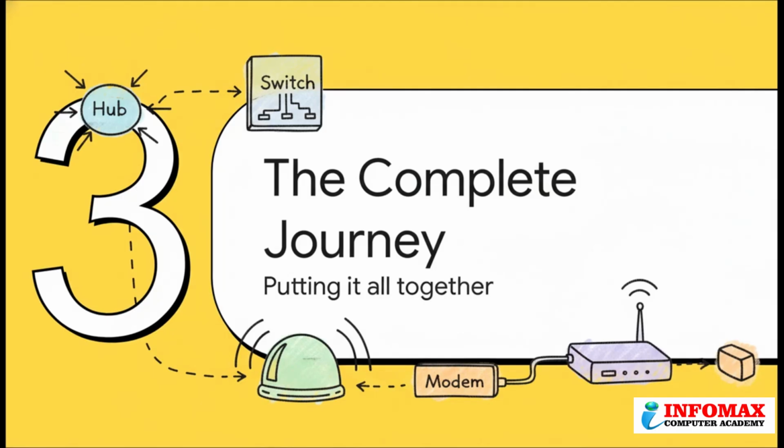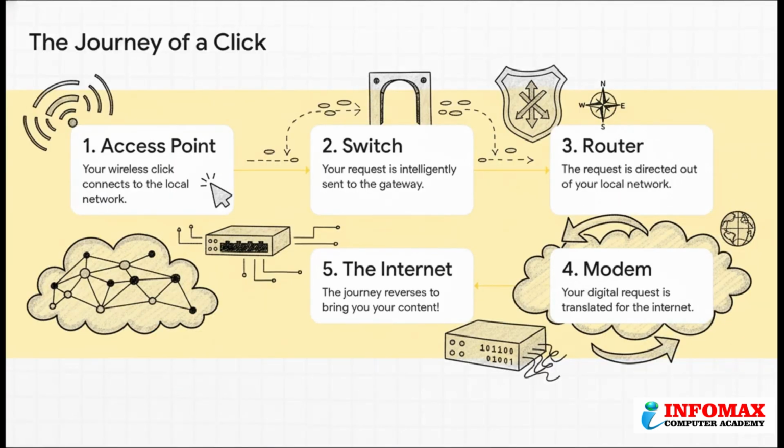Okay, so we've met the whole team, right? The old hub, the smart switch, the wireless access point, the translator modem, and the traffic cop router. Now let's put it all together and watch our little data packet make its complete journey from start to finish. This is where it gets cool. The whole thing works kind of like a high-speed relay race. First, your wireless click zips over to the access point. That hands it off to the switch, which sends it straight toward the exit. Then, our traffic cop, the router, points it in the right direction. The modem does a quick translation for the trip, and boom, it's out on the internet.